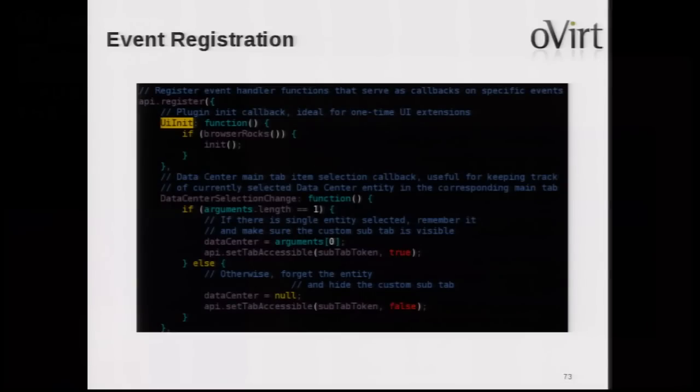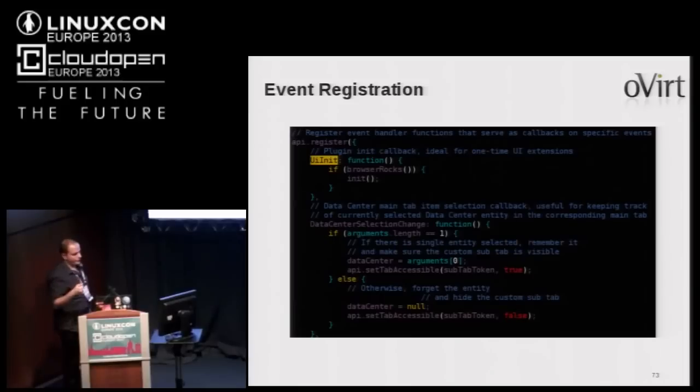And everything is an event in here, so I have event registration. One of them is the UI init in order to initialize my plugin, and the other one is the selection change of the data center. So again, if I have one data center that is selected, then I have a subtab for it with the score and so on. If I have more than one, then the subtab is not accessible, because when you select more than one data center, no subtab should be accessible.